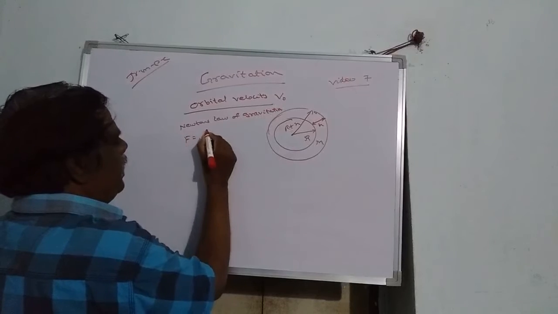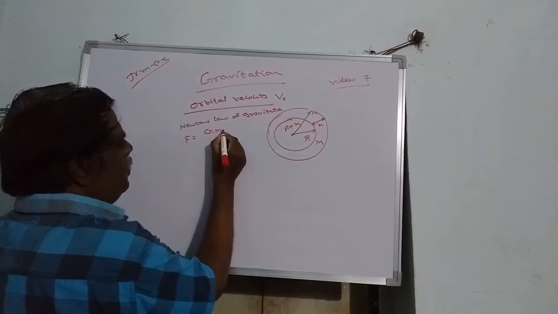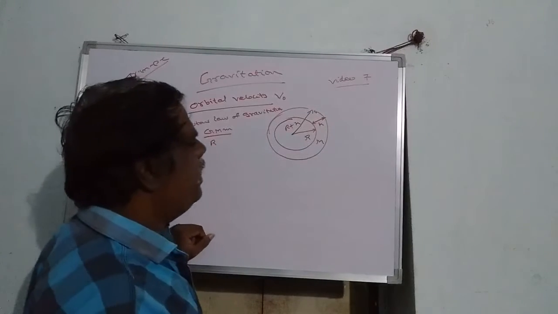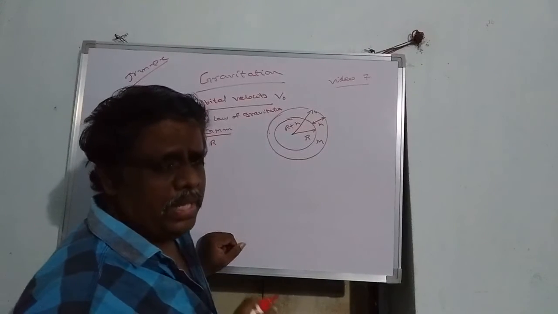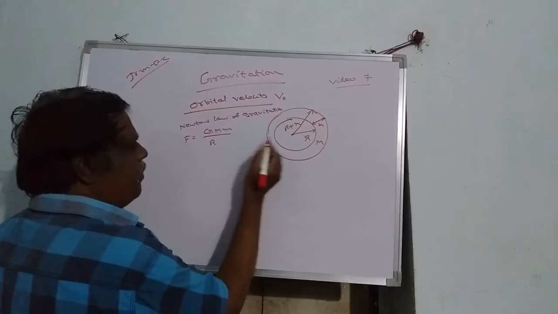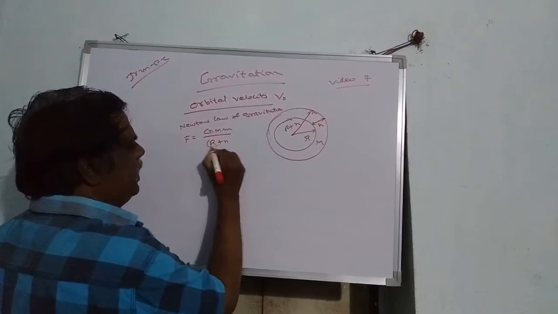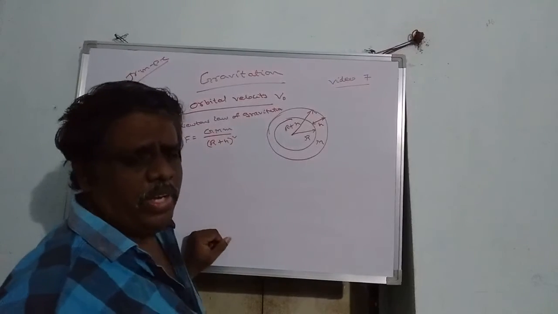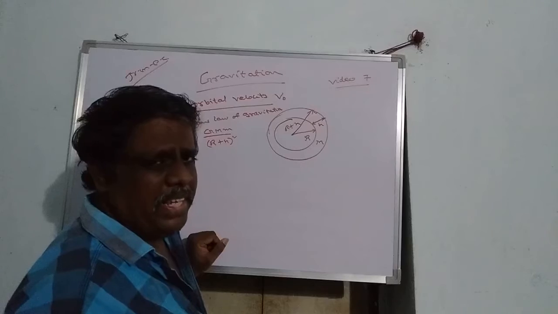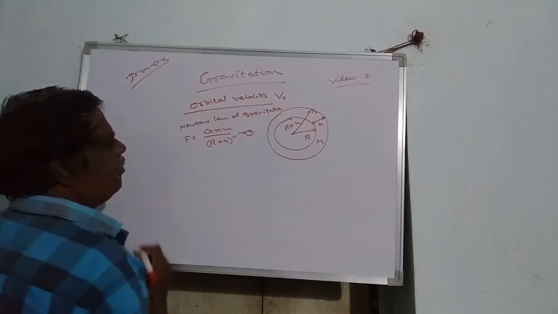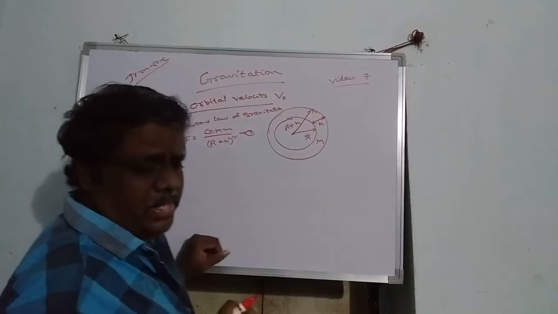just now we calculated F is equal to G M m by r square. But here the distance from the center of the Earth to the given satellite or given orbit will be r plus h whole square. Generally r square, instead of r square we write r plus h whole square. This will be equation number 1. Okay.